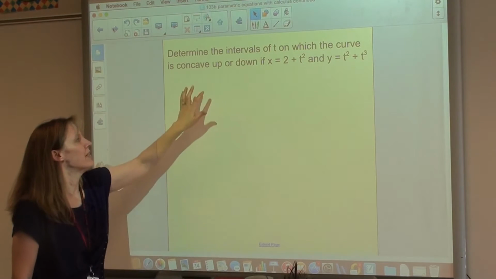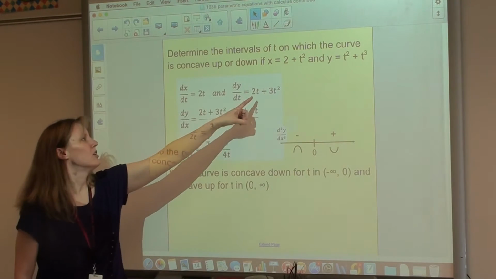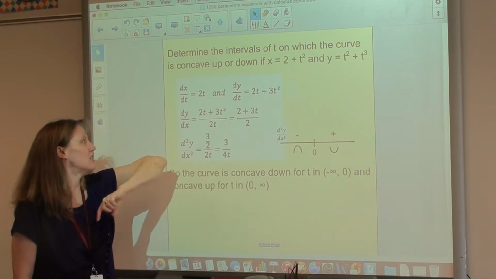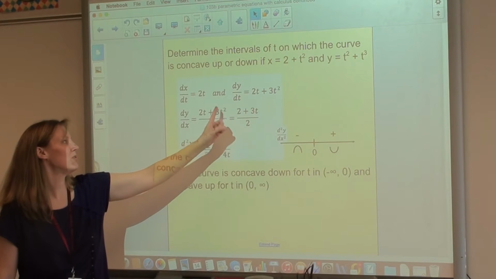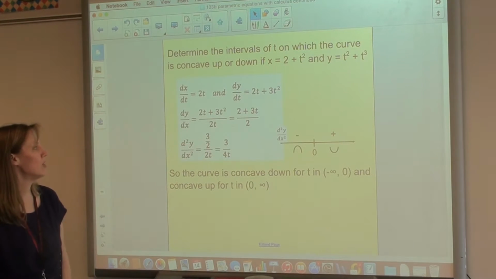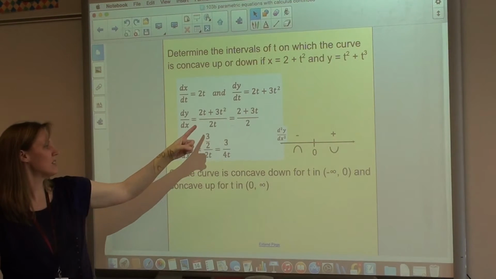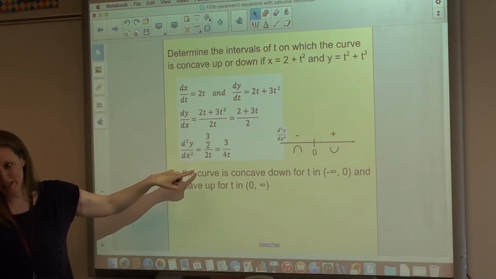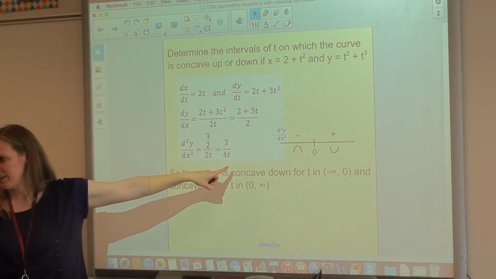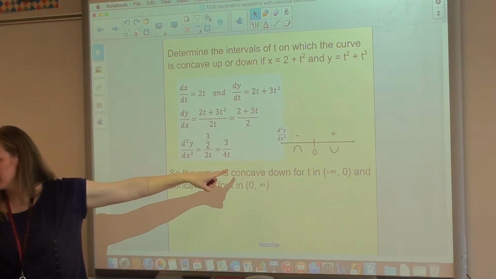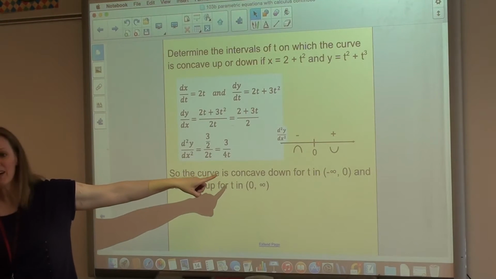Okay, so we're working on this one. You have your dx/dt is 2t, your dy/dt is 2t plus 3t squared. Divide them and you get 2 plus 3t over 2 if you cancel a t. So you end up with that for your first derivative. Your second derivative then is 3/2 divided by dx/dt, which is 2t, so you end up with 3 over 4t. Questions on that?